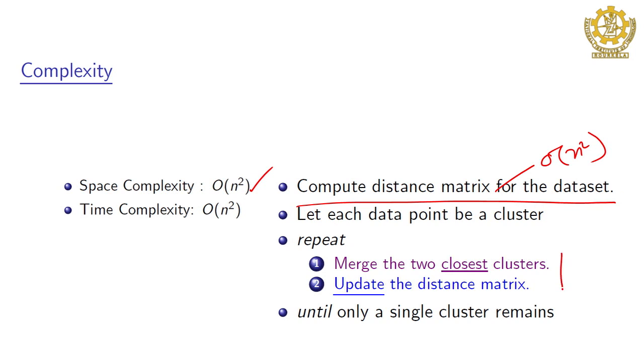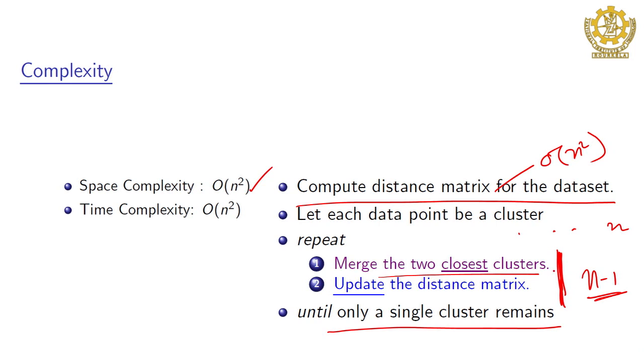Now, this is the step. You start with n clusters and continue until there is a single cluster. So, how many times do you do this step? N minus 1 times. And what do you have to do? Merge the two closest clusters and update the distance matrix. How many times do you merge the closest clusters? N minus 1 times. And what is the complexity of merging?